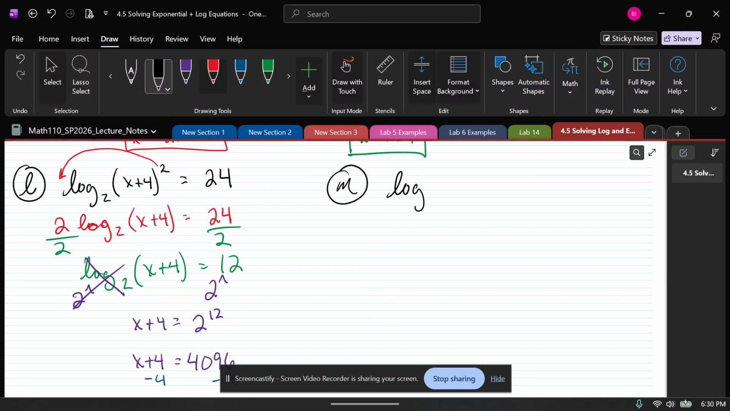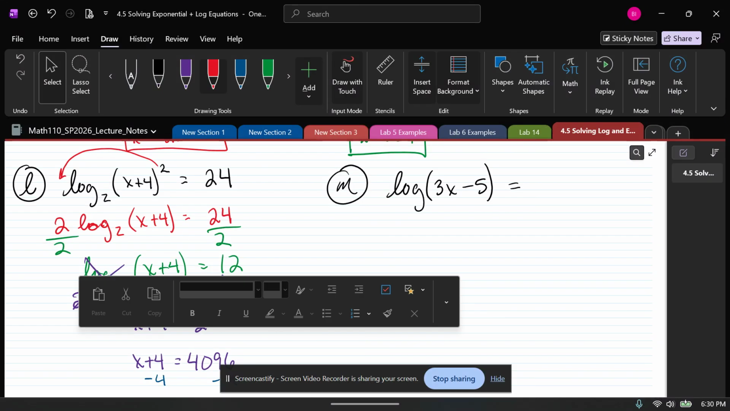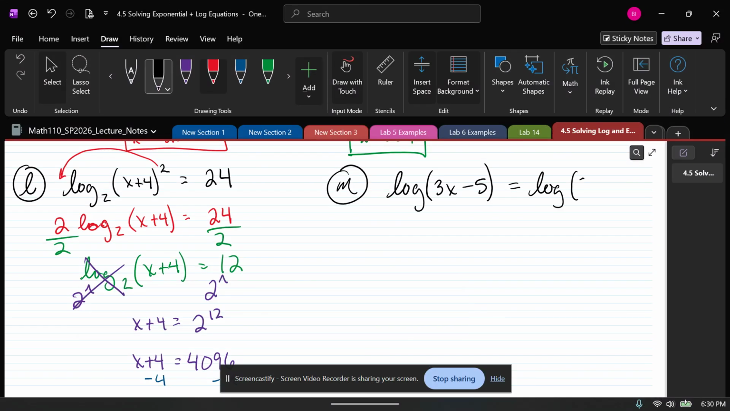Say we had log 3x minus 5 is equal to log 2x plus 7. So a weird looking one here that has logarithms on both sides. It's important that they're the same base. What base are they? 10. Is there anything on the outside of either of the logarithms? No, they've got the 3x minus 5 on the inside on the left side and the 2x plus 7 on the inside on the right side.